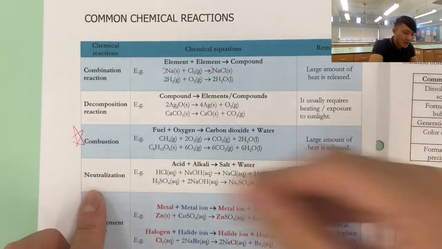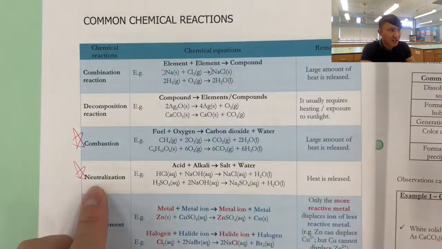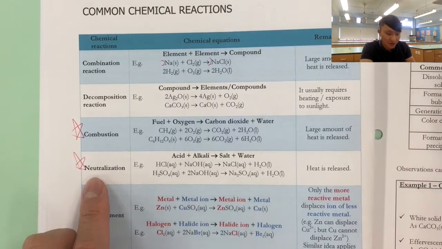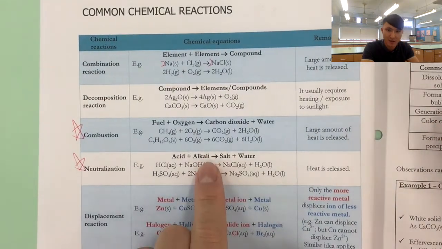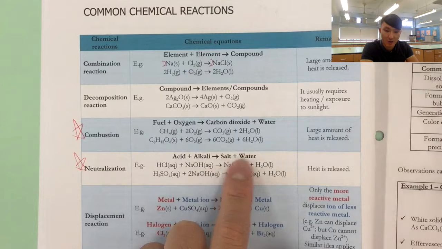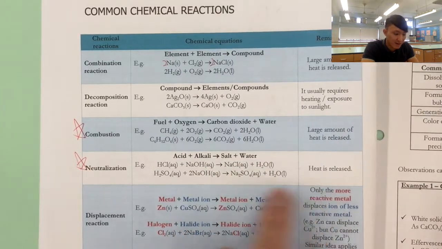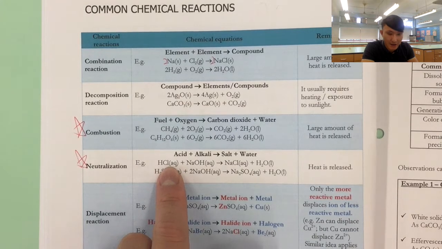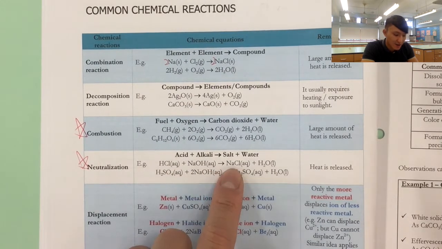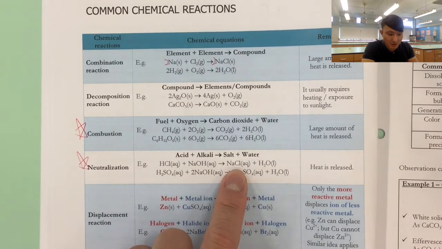Now the fourth type of reaction, neutralization, this is also important. You should have learned it in Form 2 science. We have acid reacts with an alkali to form salt and water. And these reactions will release heat. Okay? This one is hydrochloric acid. This is sodium hydroxide. Sodium chloride is definitely a salt.